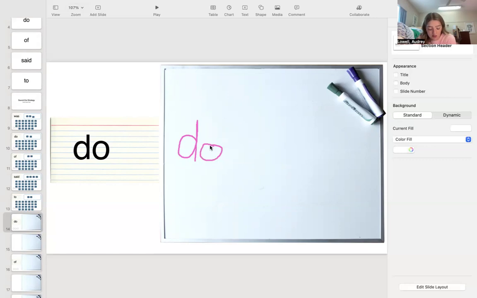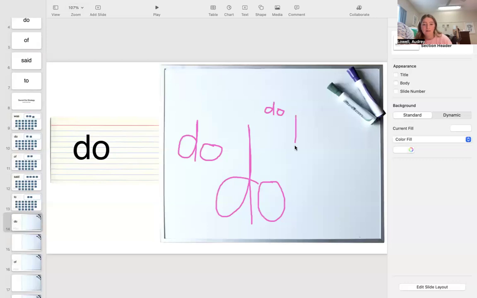D-O. Do. Awesome. Now I want you to write do as big as you can. D-O. Do. Now I want you to write do as small as you can. D-O. Awesome. Now let's write do in all caps, all uppercase letters. D-O.